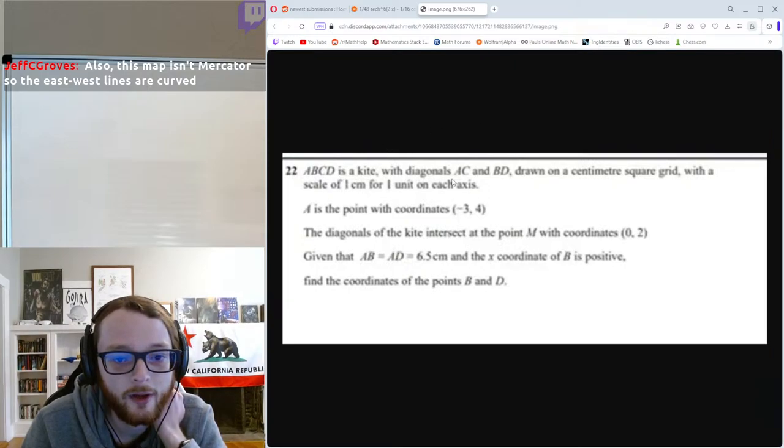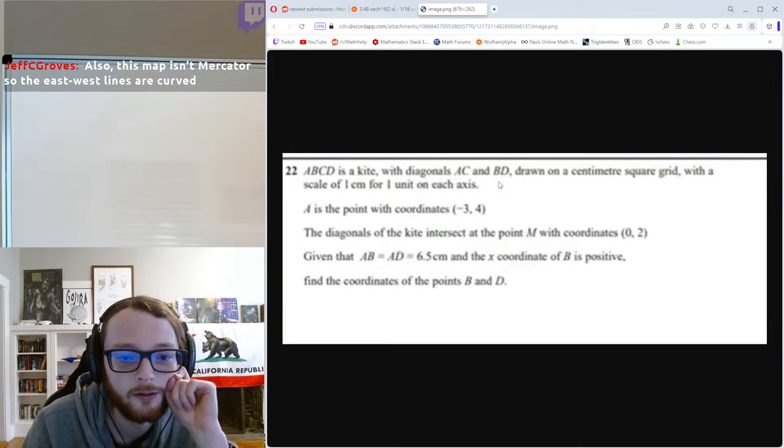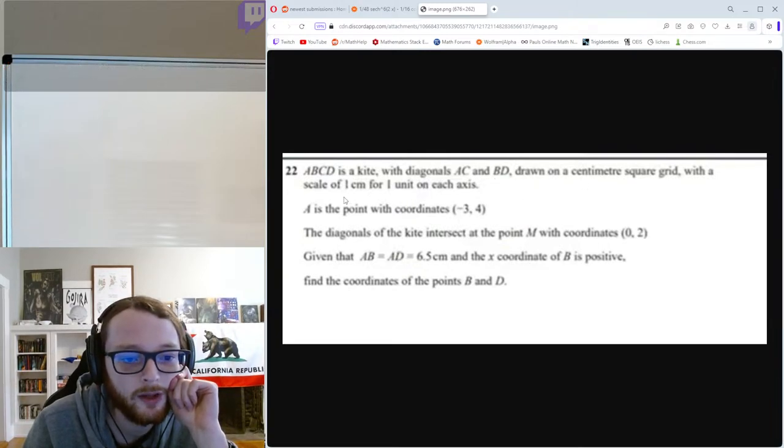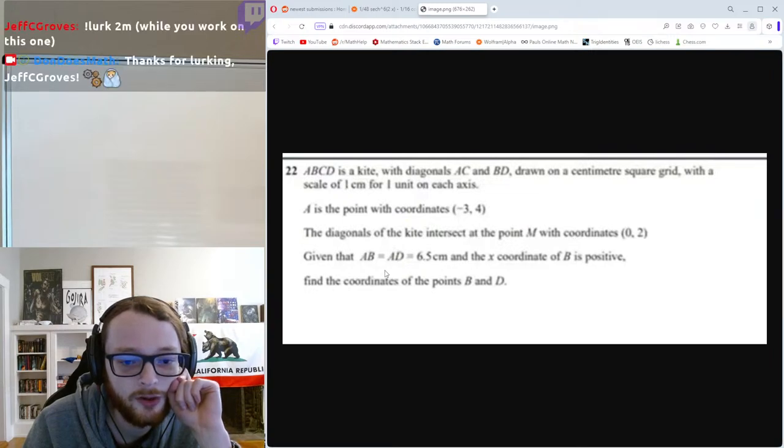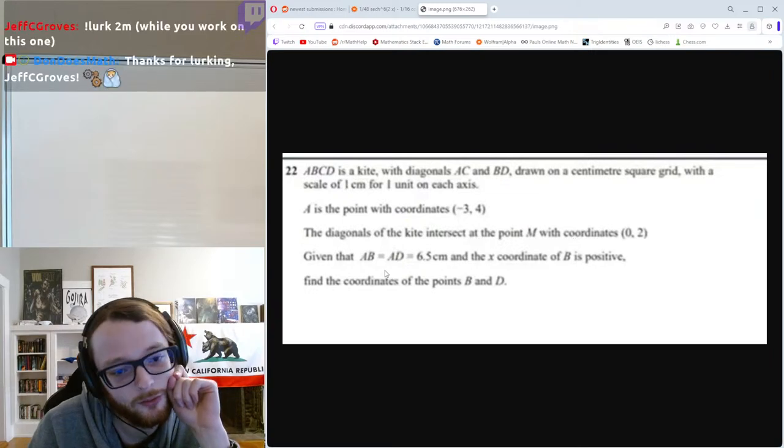ABCD is a kite with diagonals AC and BD drawn on a centimeter square grid with a scale of 1 centimeter for 1 unit on each axis. Secondary school question? Okay. A is the point with coordinates (-3, 4). Like ninth grade? Okay, that's helpful to know. Diagonals of the kite intersect at point M with coordinates (0, 2). Given that AB equals AD. Oh, I'm going to have to draw this one.